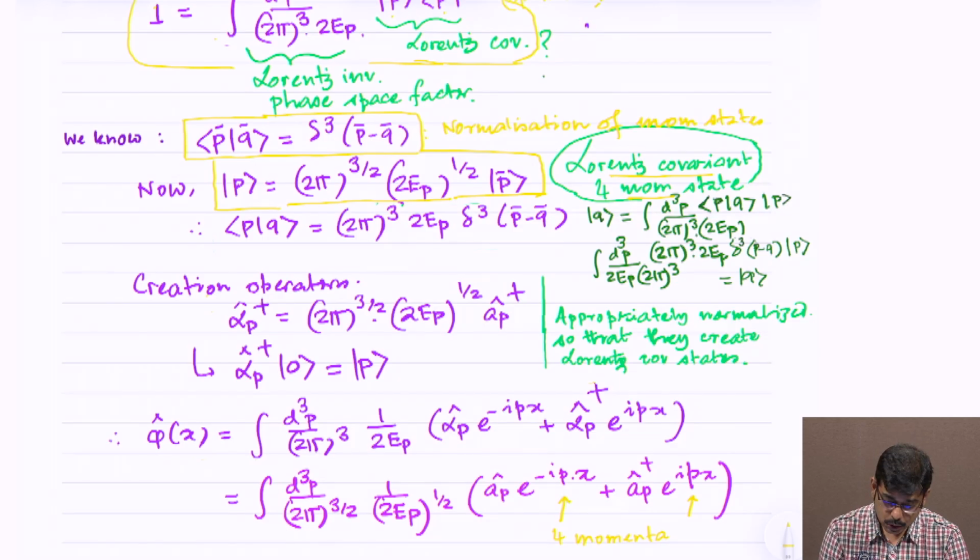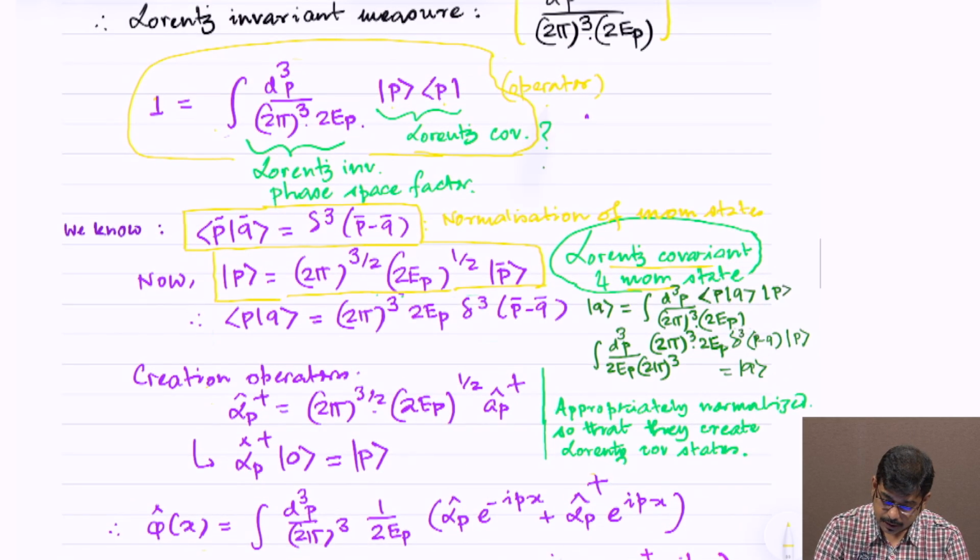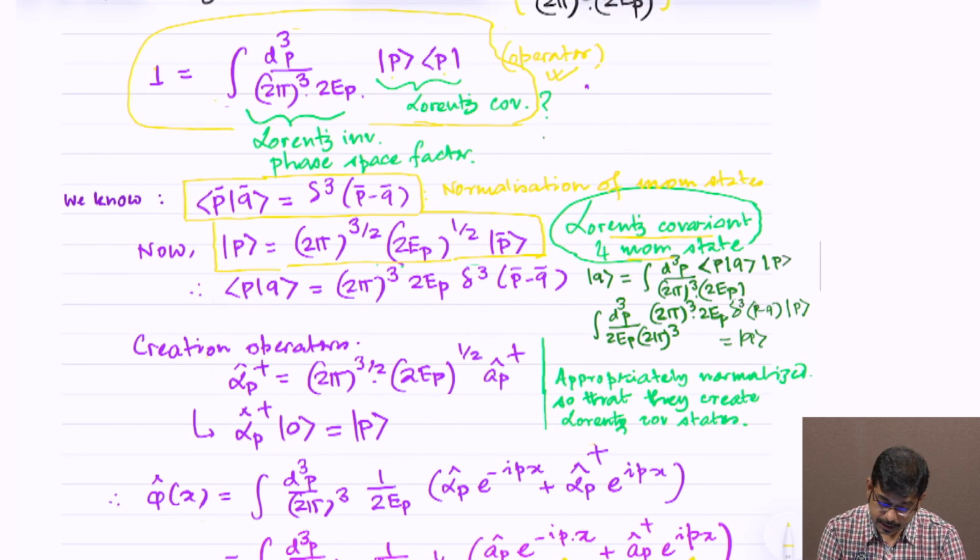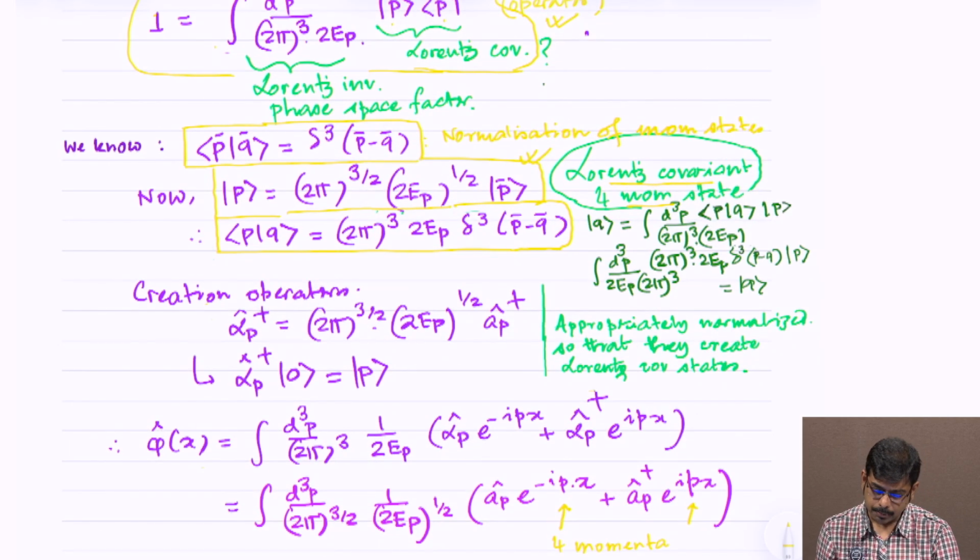Because you can show that with this previous definition of the operator and with this particular definition of the 4 momentum state, I can actually define the inner product of p and q to be (2π)^3 into 2E_p into δ³(p − q). And with this one you can also define the q to be consistent. So, this is what you can actually explicitly check.